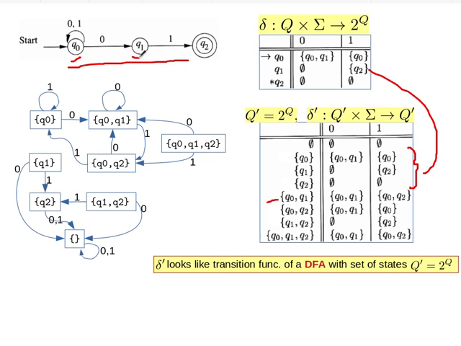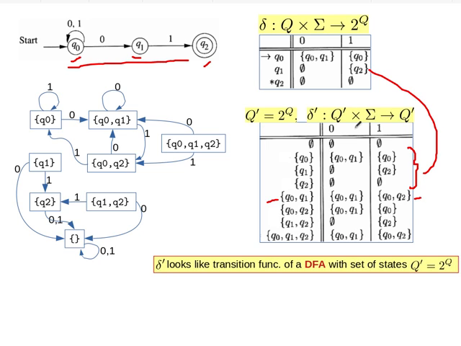But if you are here on taking 1, you will move to this state, right? So your set of next states will be Q0 and Q2. So this is Q0, Q0, Q2, right? So in this way you can prepare this table for all subsets of Q, right? So this is a function from 2 to the Q times sigma to 2 to the Q.